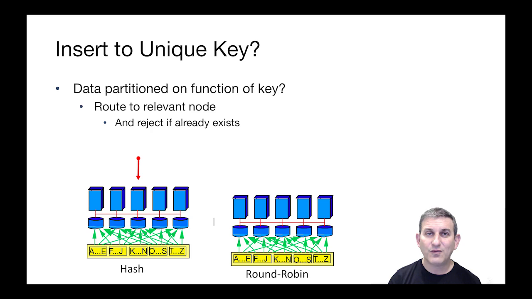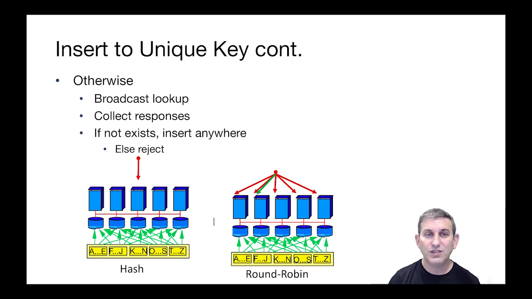An exception to that is if we're inserting to a column that's got a unique key. Then we have to make sure we're not inserting a second copy of that key. If the data is partitioned on the function of the key, we just go to the relevant node, it checks to see if that key is already there, and rejects the insert if it already exists. Unfortunately, if we don't have the data partitioned by key, we have to broadcast this lookup, collect responses to see if anybody has this key, and if everybody says that they do not have the key, then we can go insert the key anywhere, actually. But if anyone says they do have the key, then we reject the insert.